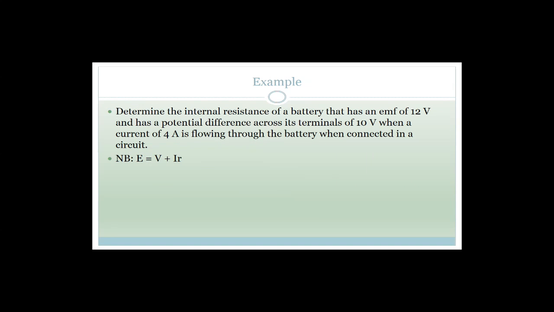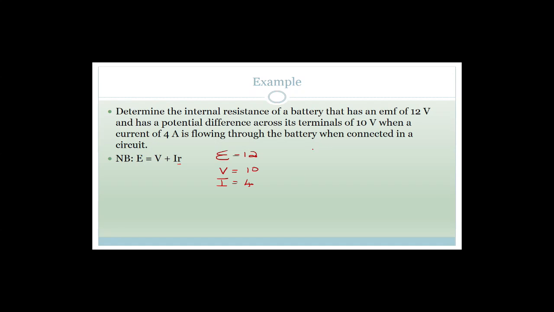Okay, so let's look at an example. It says determine the internal resistance of a battery that has an EMF of 12 volts, has a potential difference across its terminals of 10 volts, when a current of 4 amps is flowing through the battery when connected in a circuit. Okay, now grade 12, let's get real. Chances are you're getting something this easy, stated like this, in the exams is nil. But we need to start somewhere. So let's just make sure you know where all the bits fall, and then we'll start looking at all the exam paper questions. So they're telling us the EMF is 12. They tell us that the potential difference, which is V, is 10. They told us that I is 4 and they want little r.